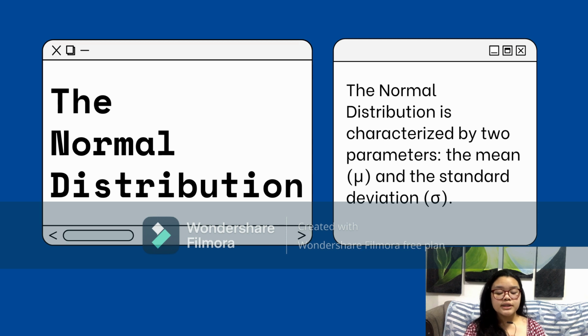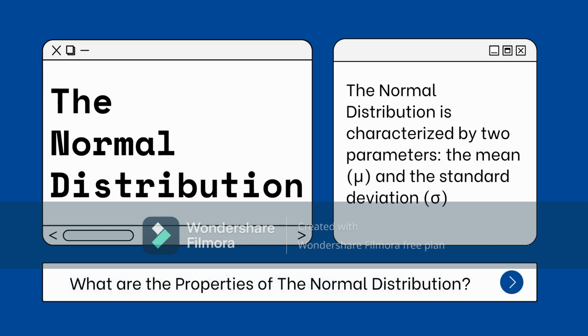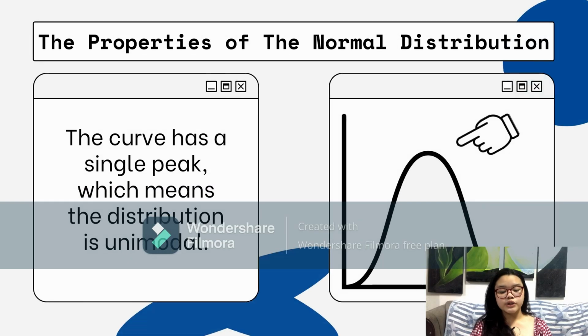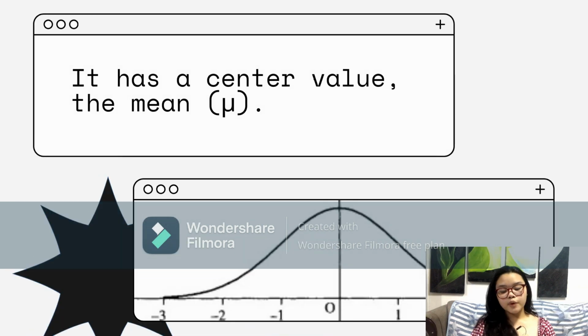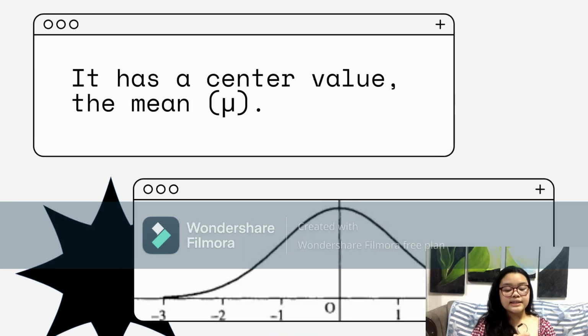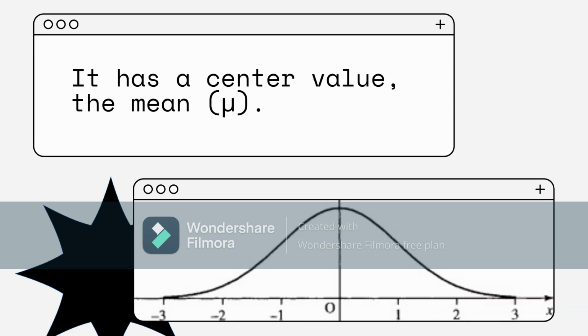The normal distribution is characterized by two parameters, the mean, which is written as mu, and the standard deviation, sigma. Now, the question is, what are the properties of the normal distribution? The first one is that the curve has a single peak, which means the distribution is unimodal. Unimodal is when there's only a single highest value or mode shown. Second property, a normal distribution has a center value, which is the mean mu, and we can also see that beside the zero, which is the mean, we have the standard deviation, which is 1, and it continuously extends.